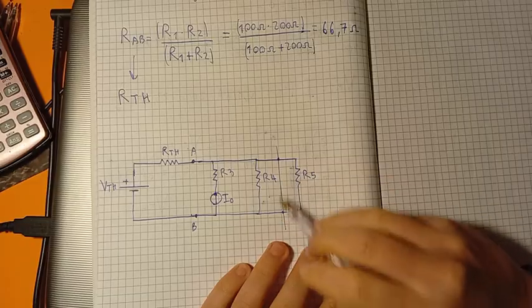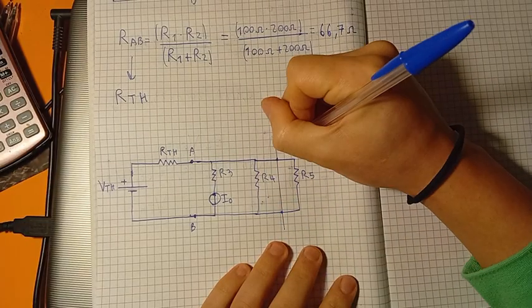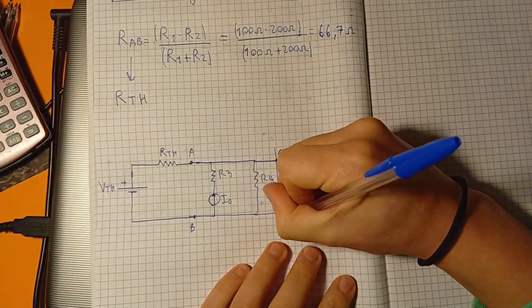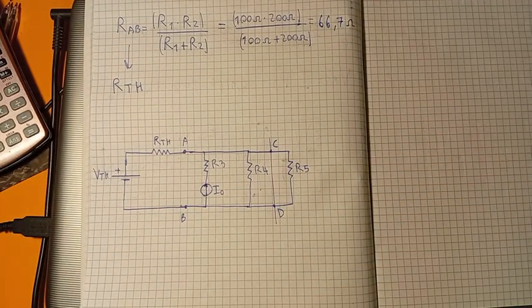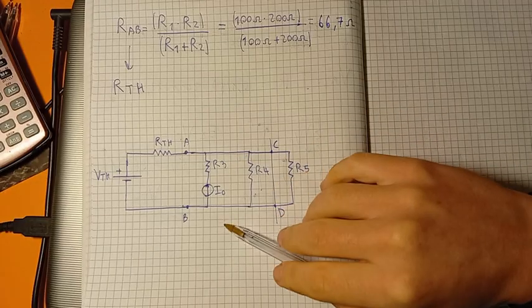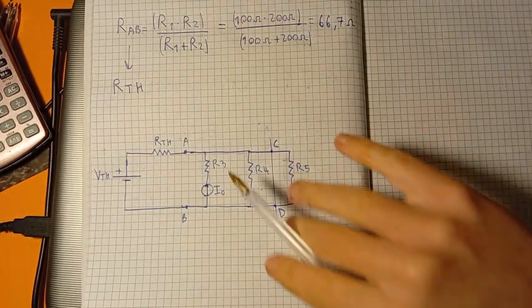In these 2 points, I cut these 2 wires, and let's call them C and D, okay? A, B, C, and D, okay? Why haven't I cut it here? I will explain it to you in just a moment.